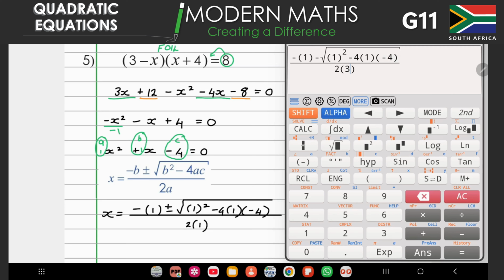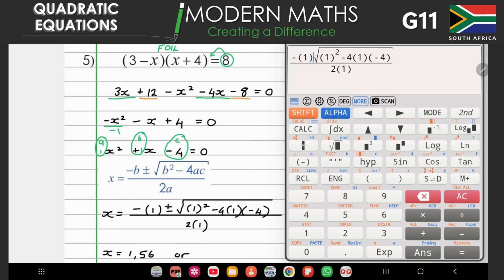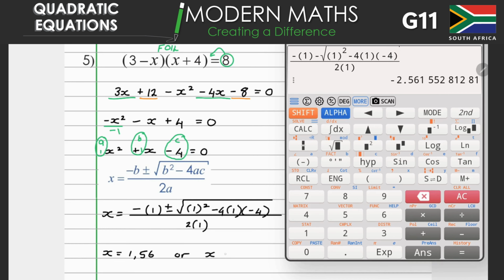Alright, so I'm using the template from my last one. There's no need to retype the whole structure. I can just change the a, b, and c values here. And when I do the first one, I'd like to do the plus first, so that's why I changed that to a plus. So my first answer is 1.56. I'm just rounding off to 2 decimal places with all these examples. And then I just change that plus to a minus in front of the square root. And we get our second answer to be minus 2.56.